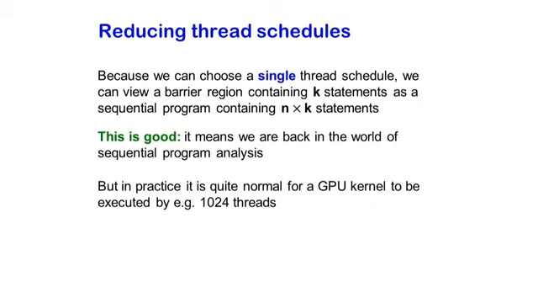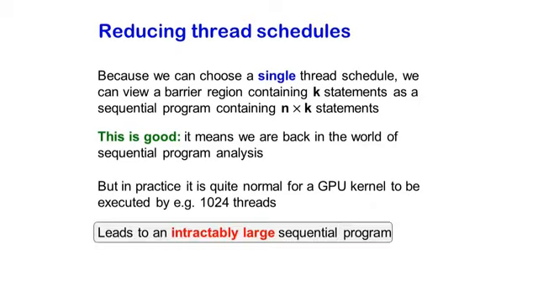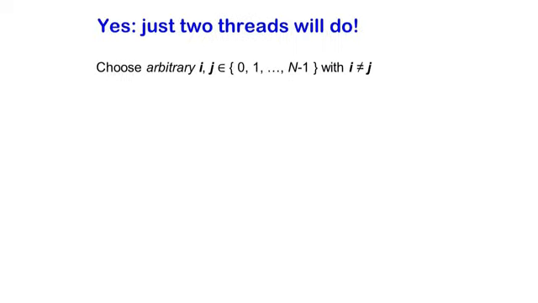But in practice, as I showed in the previous lecture, we might have a GPU kernel that runs thousands of threads. So we're going to get a very long sequential program, which is going to be intractably large to analyze. So what can we do about this? Can we do better? Actually, yes, we can.